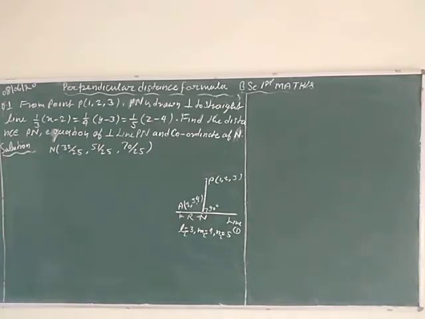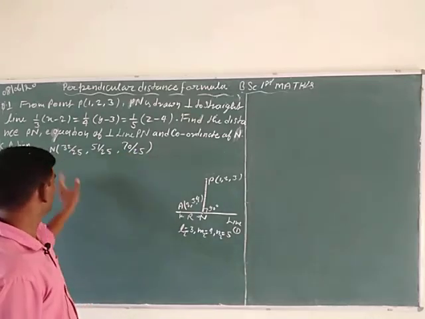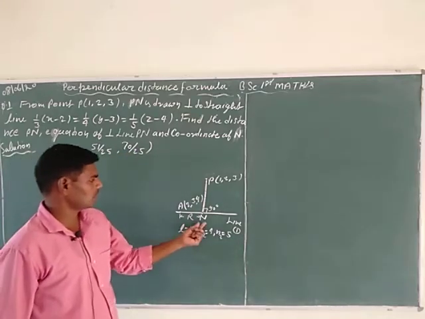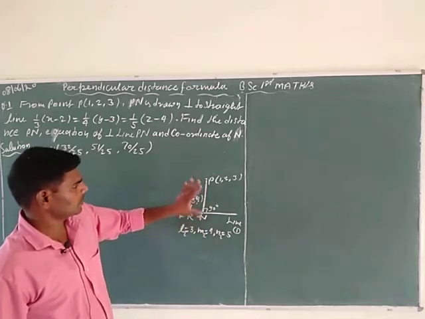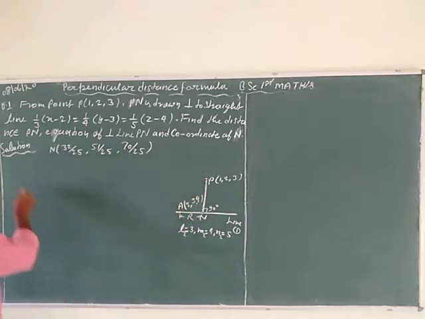Here the N coordinates are 32/25, 51/25, and 70/25. N is also called the foot of the perpendicular. Now in the first part, calculate the distance between P and N, where the coordinates of point P are (1, 2, 3).